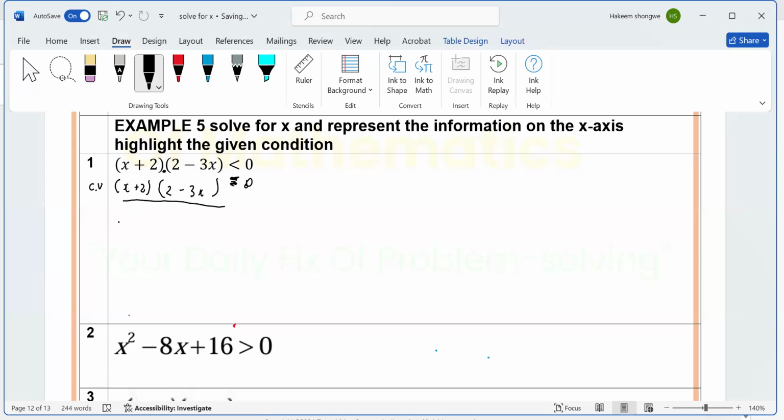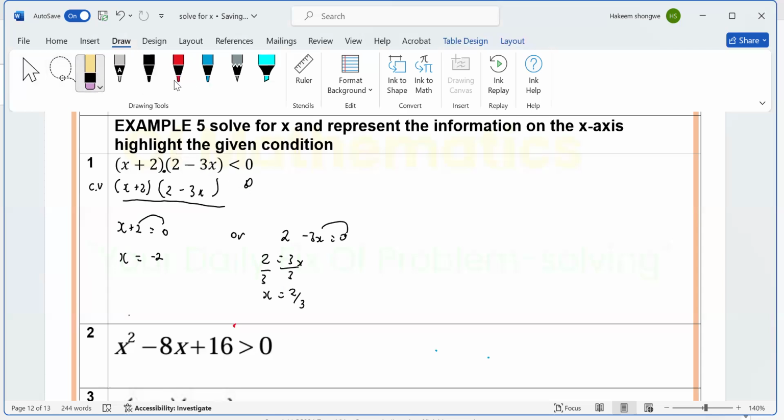So if we apply the 0 factor law here, we're going to have x plus 2 equals 0, or 2 minus 3x equals what? 0. Take this one to the other side. It says x is going to be equal to what? Minus 2. Negative 2. Take this one to the other side. It says 2 is going to be equal to 3x. You divide by 3. It says x is going to be 2 all over what? All over 3.